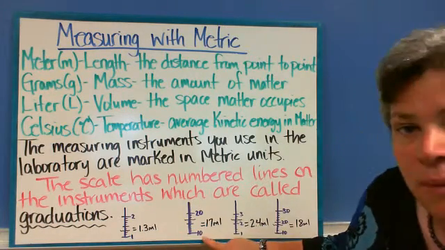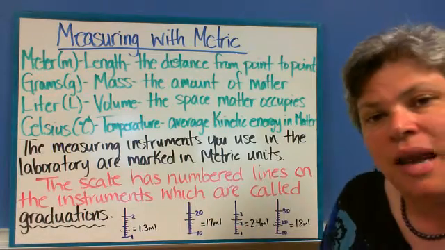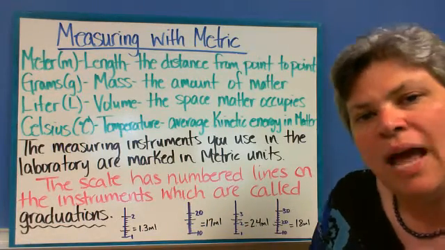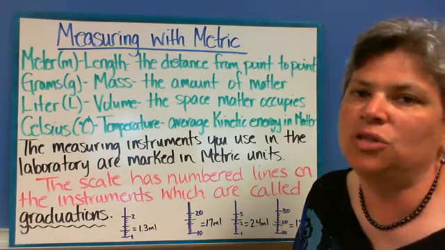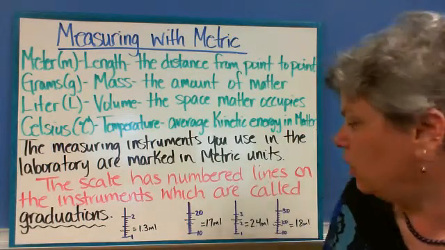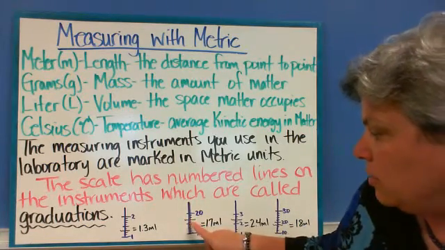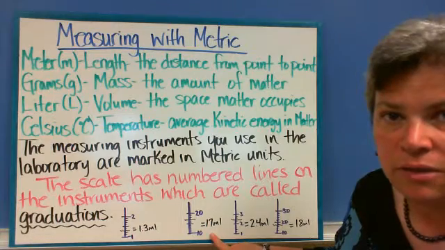In this case, I'm measuring from 10 to 20, and again there's 10 lines, so now that means that each one is equal to 1 whole unit. So where my volume is here, that would be 17 milliliters.